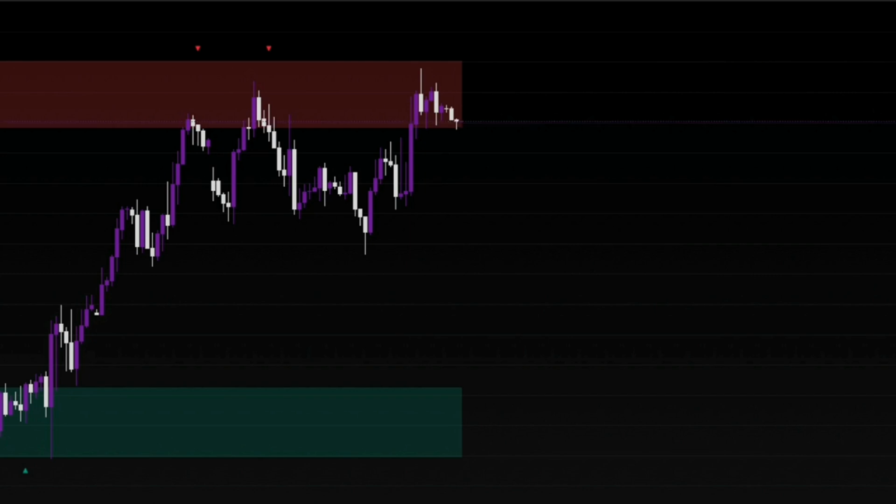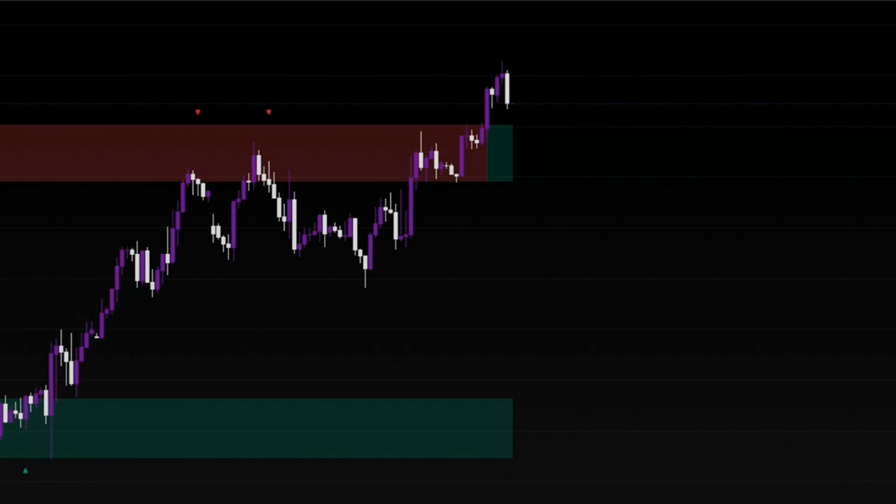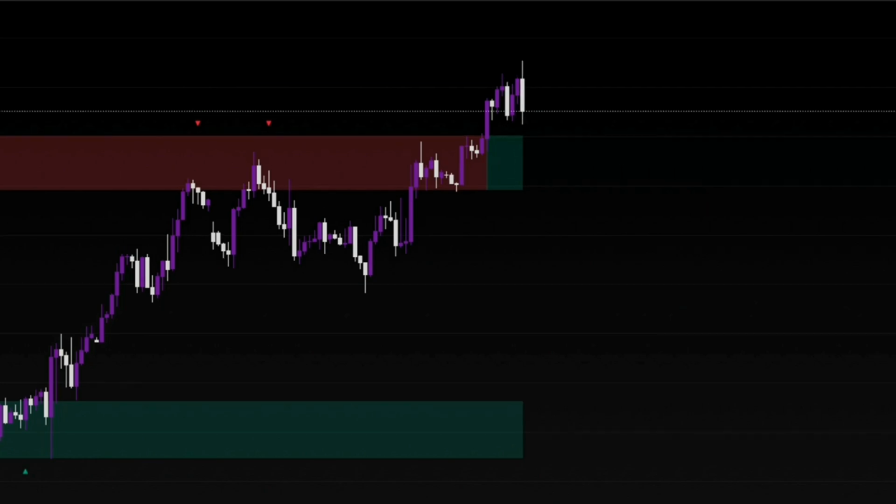For a buy, the first thing you want to see is a green bullish zone forming. This tells you the market found a bullish swing. Next, you look for a clear break of structure above the top of that green zone. If that happens, don't immediately jump in. Wait for the most important part, the retest. Price should return back to the green zone.